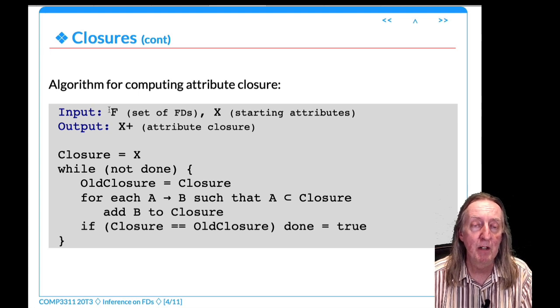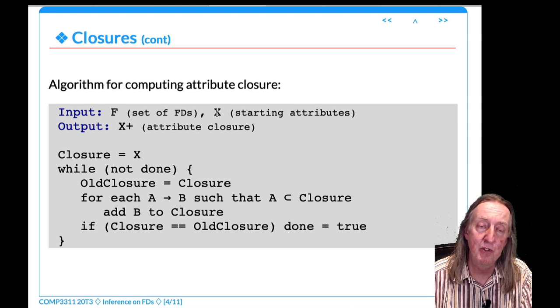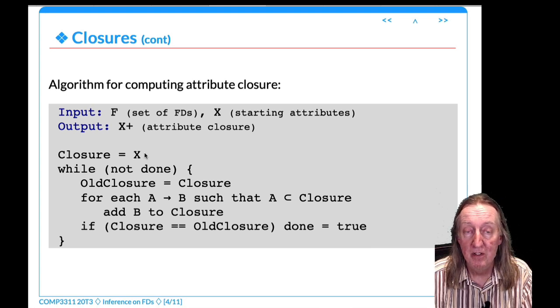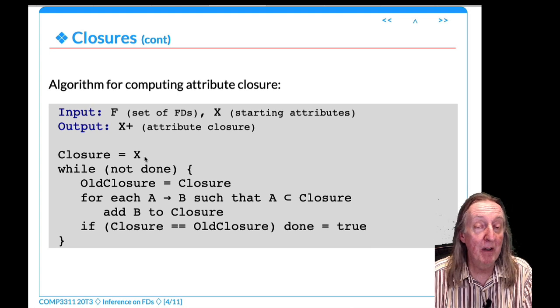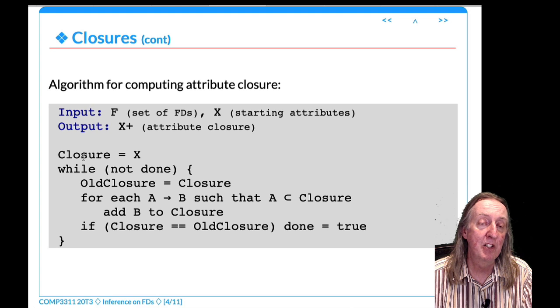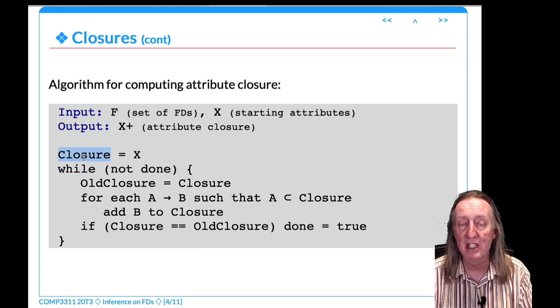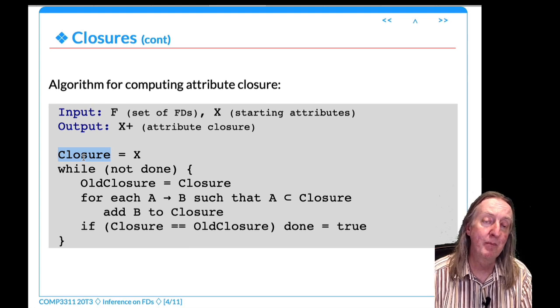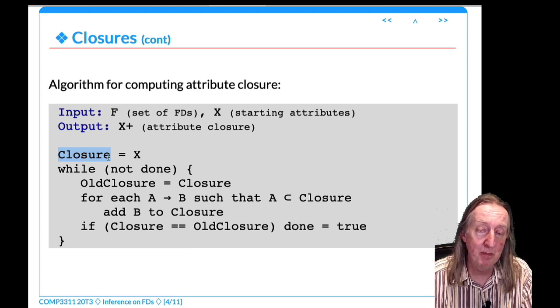All right, and here's, if it wasn't clear from the example on the previous slide, the algorithm that we use. So we start with a set of functional dependencies, a set of starting attributes, and the goal is to produce X plus. All right, so we assume initially that a closure is the set of starting attributes. Okay, so X plus equals X effectively is the assumption there. So remember, closure is a variable which we gradually expand and expand and expand until we can't expand anymore, and then we've reached X plus.